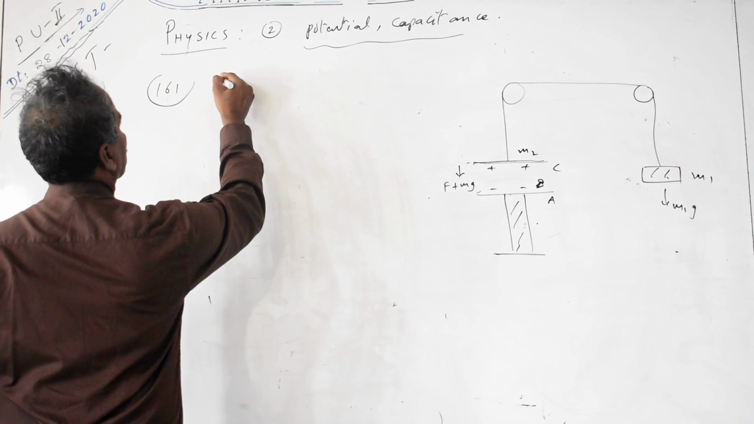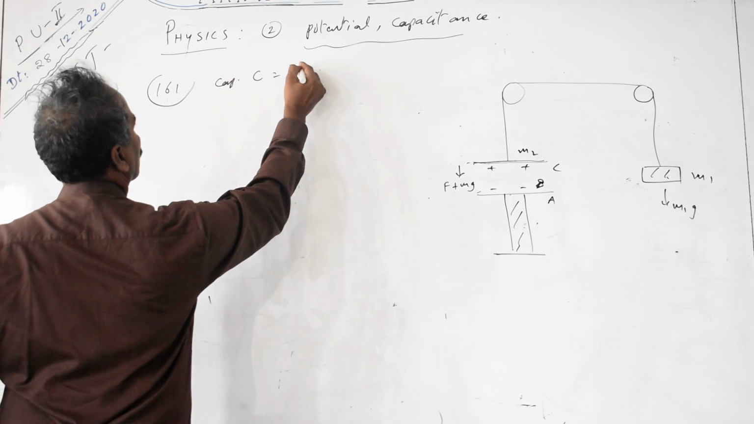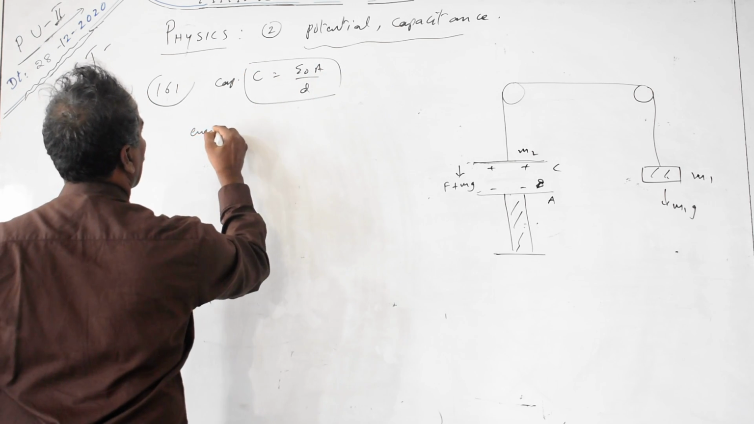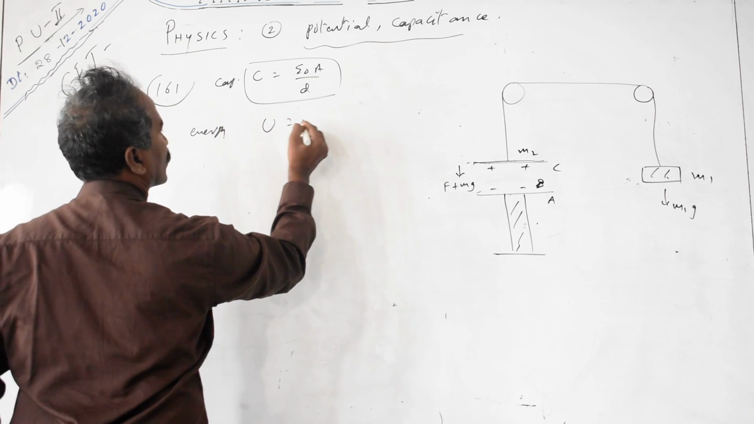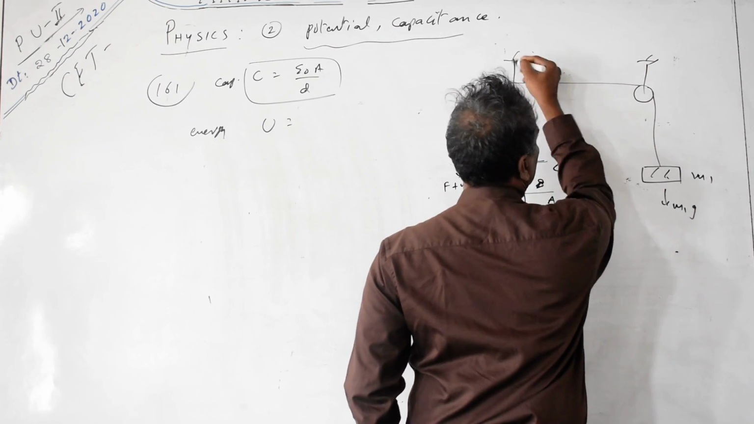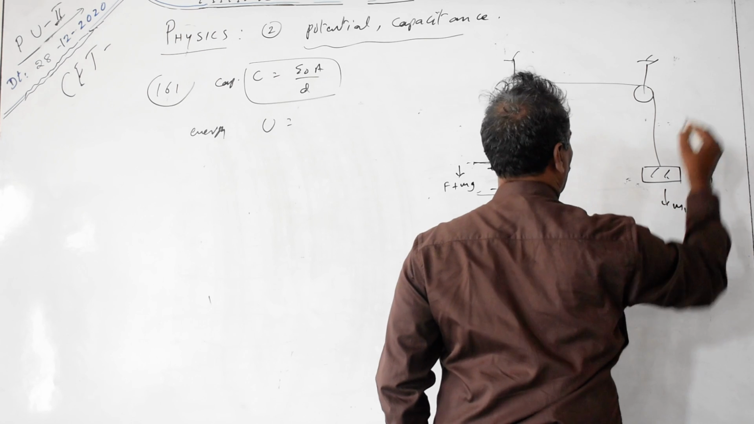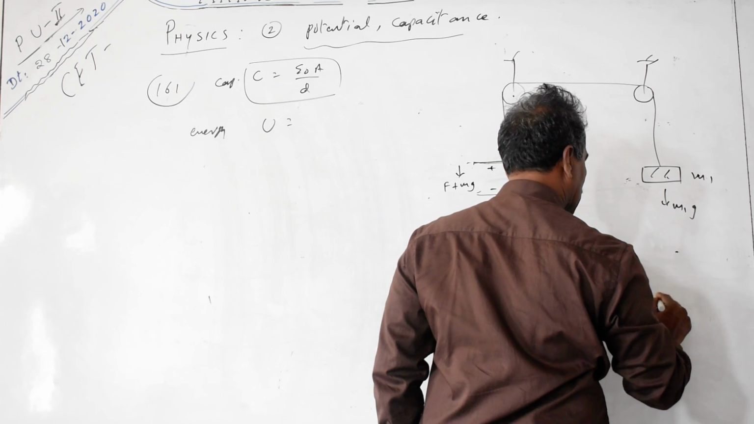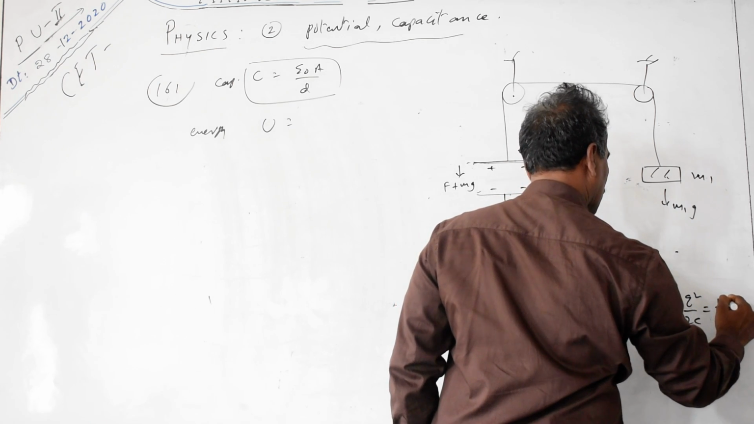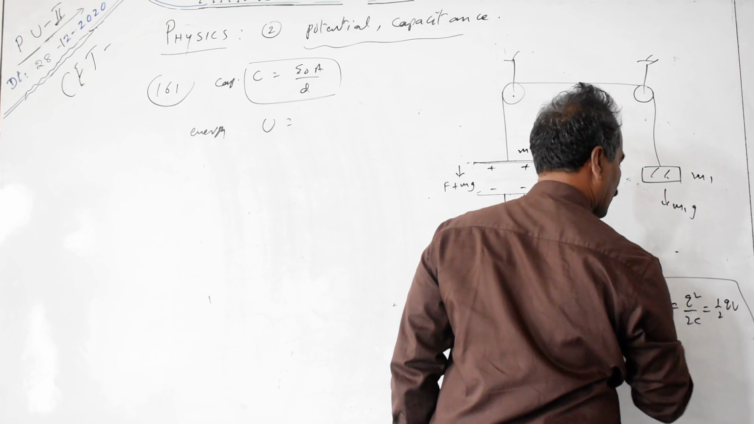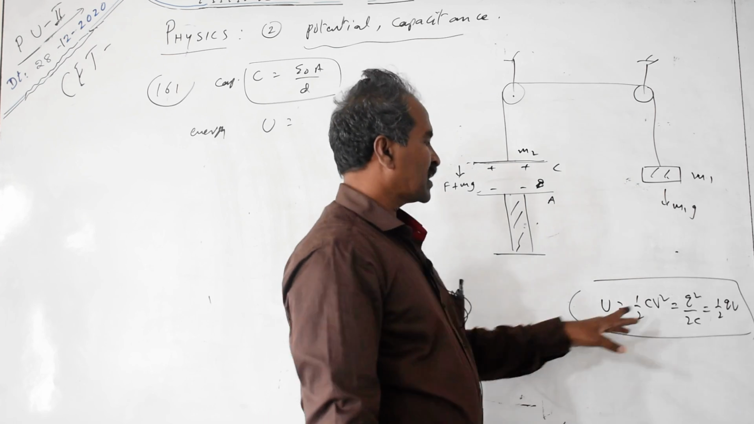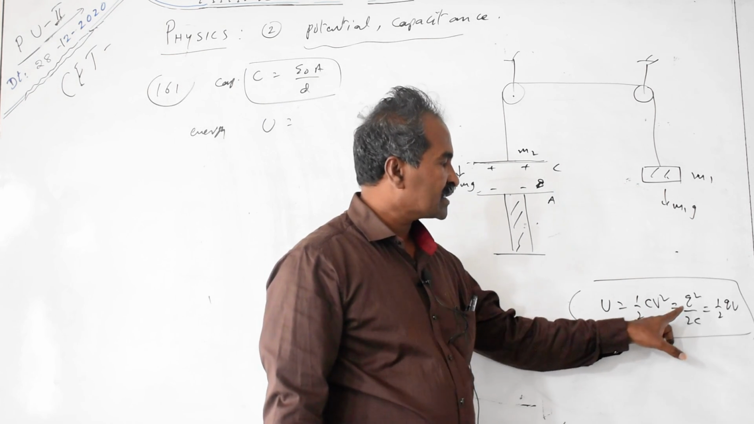For a parallel plate capacitor, capacitance C equals epsilon naught A by d. For energy U, we have three formulas. The pulleys are fixed, so don't bother about them. Energy equals half CV squared, Q squared by 2C, or half Q V. We can use any of these according to the data given. Here Q is given and A is given.